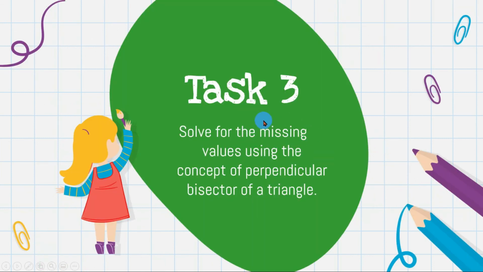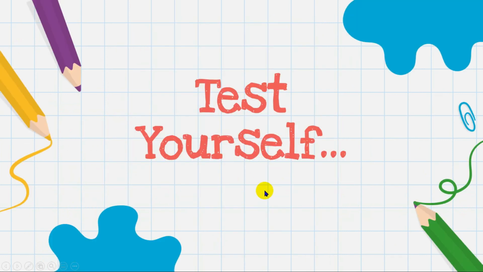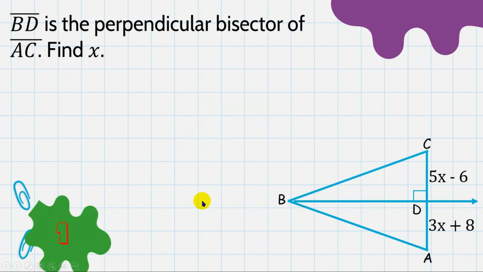Now, you can try to solve for the missing values on this task number 3 using the concept of perpendicular bisector of a triangle. So, now, let's test yourselves. So, tingnan natin kung alam nyo na nga ba kung paano gamitin yung facts about perpendicular bisector. So, you can pause this video every other item para makapag-solve kayo and then write on the comment section kung ano ang sagot ninyo sa bawat items.